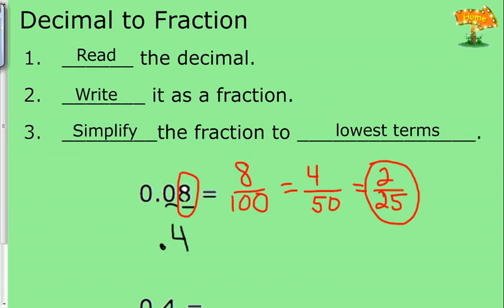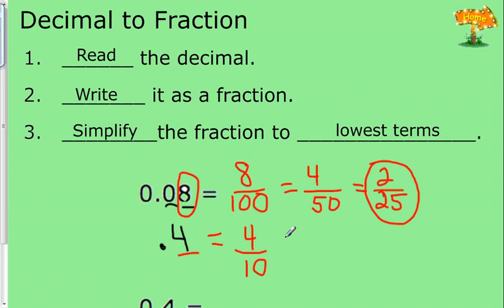Okay, guys, my last one's not showing on the slide, so I rewrote it, 0.4. But the correct way to read it is to know that place value. The 4 is sitting in the tenths place. So we write that as 4 tenths.